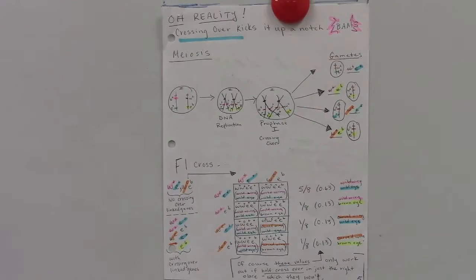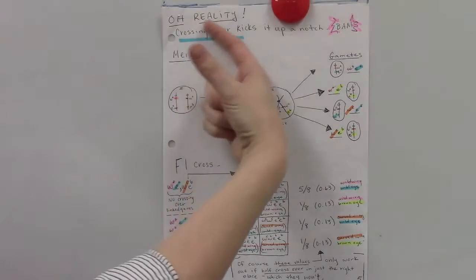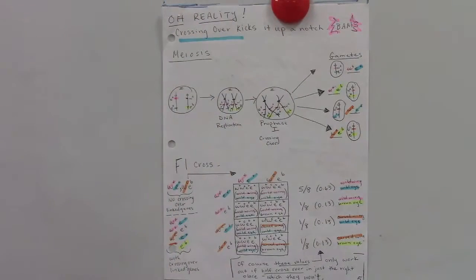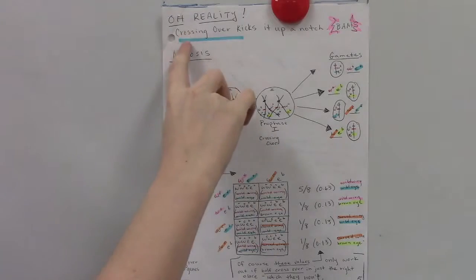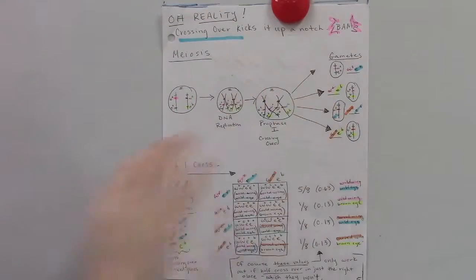Okay, that works. But alas, reality comes into play. Oh, reality. We must remember that during gamete formation, crossing over can occur, and that kicks this whole thing up a notch. Bam! Okay, so quick review of meiosis, right?